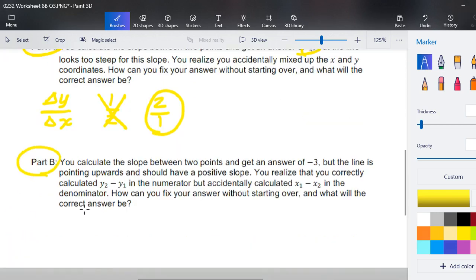A second common mistake is in part B. You calculate the slope between 2 points and you get an answer of -3. But the line is pointing like this, and that should be something that's positive, and you realize you have correctly calculated this, but you accidentally calculated this backwards in the denominator. See how you had the 2 minus the 1, and here it's the 1 minus 2? So to fix your answer without starting over, if it's not supposed to be the -3, which would indicate a downward slope, then all you need to do is to change it to its opposite, make it a positive.